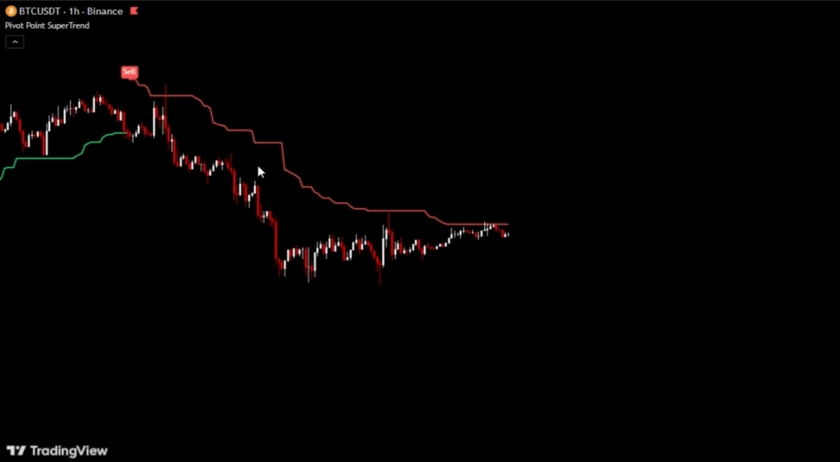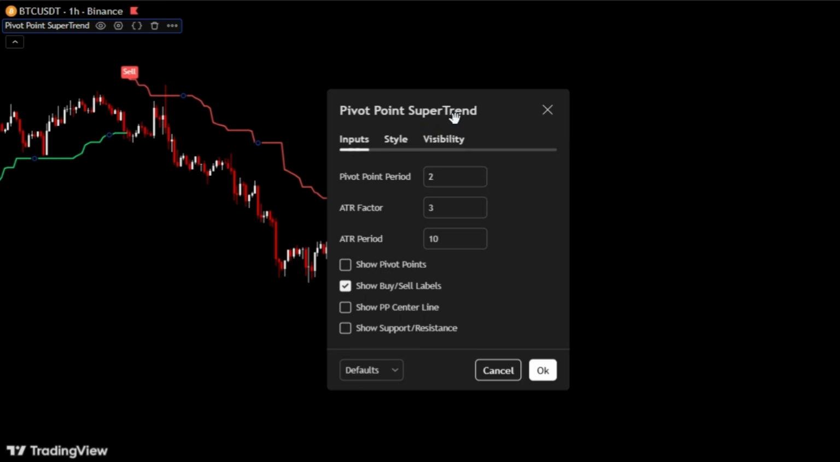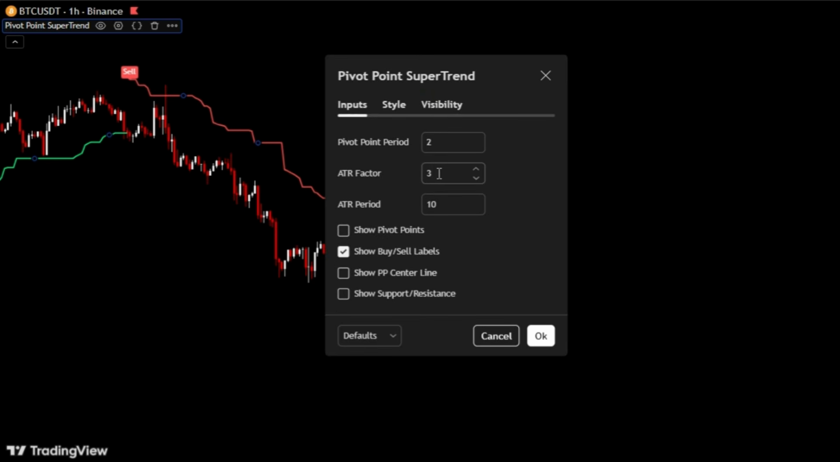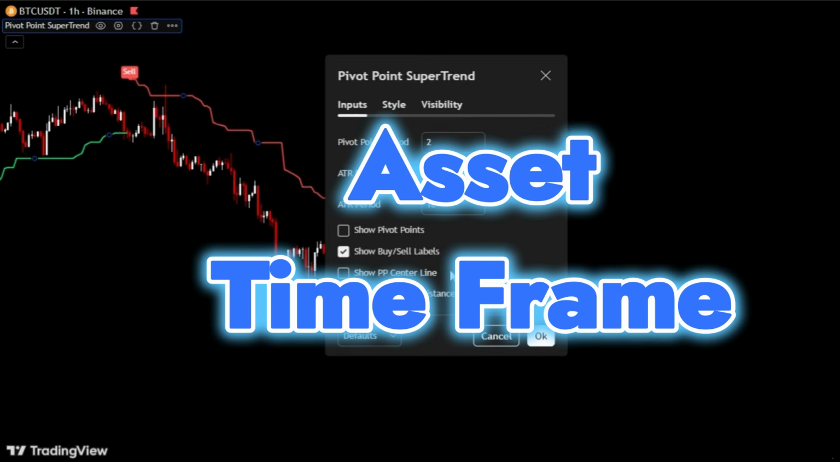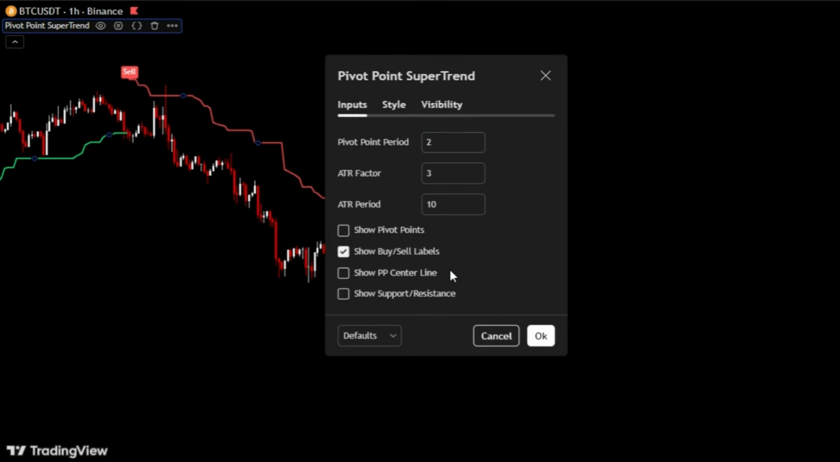If you open the indicator settings, you'll find options such as the pivot point period, ATR factor, and ATR period. These values can be adjusted depending on the asset and the time frame you're analyzing. The indicator also includes several optional features, including support and resistance levels, a pivot point center line, and buy and sell labels. Depending on your trading style, you can choose which element you want to display on your chart.